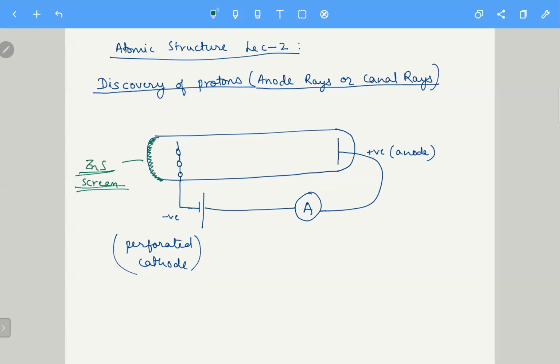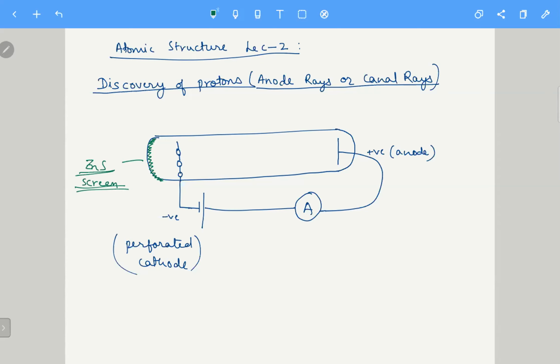Why anode rays? The origin was assumed to be the anode, traveling from anode towards cathode. Canal rays, as they are passing through holes or canals in the cathode. Therefore, they were also termed as canal rays. Later on, this phenomenon was explained.